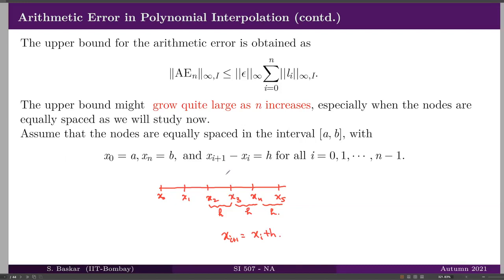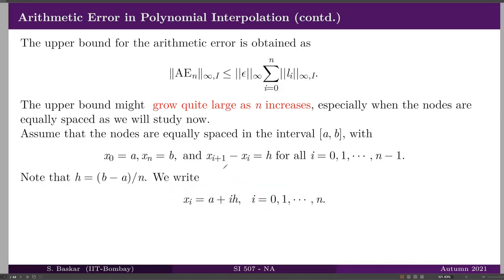Say for instance, x3 is nothing but x2 plus h, right? So that is what we are writing here, and we generally take x0 to be a, which is the lower bound of our interval, and xn is generally taken to be b. And since xi plus 1 is equal to xi plus h, you can always write it as xi minus 1 plus 2h, and so on.